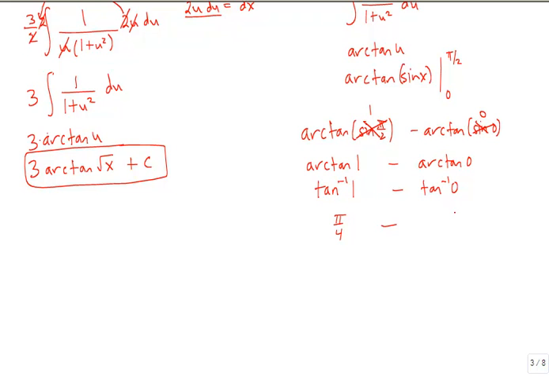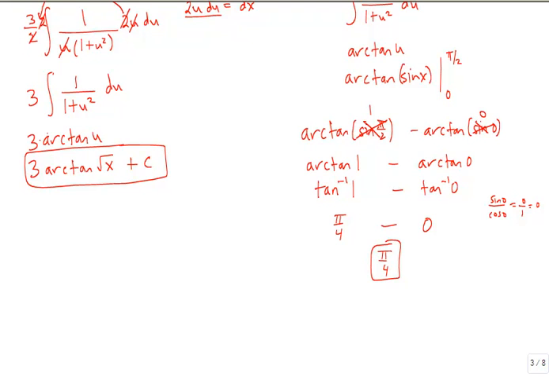Okay, now let's try arctan of 0, or inverse tangent of 0. So tangent of what angle gives us 0? Well, that's just going to be 0, because sine of 0 over cosine of 0 is 0 over 1, or just 0. So the tangent of 0 is also 0. So pi over 4 minus 0 is pi over 4.